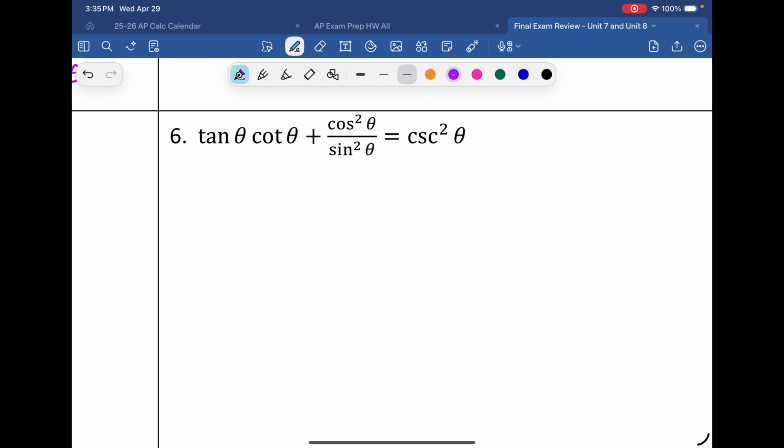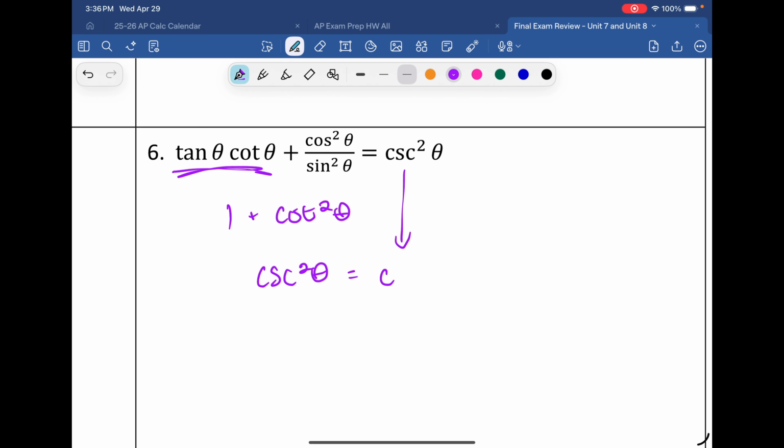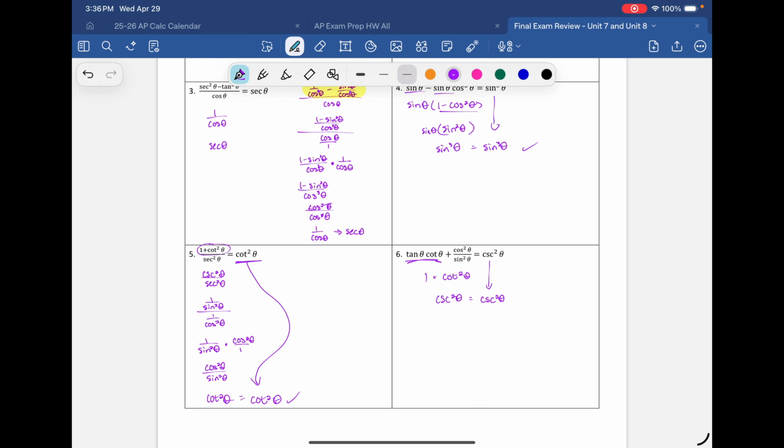Okay, tangent theta times cotangent theta over cosine squared plus cosine squared over sine squared. Anytime you multiply a trig function by its reciprocal, you get a 1. And then cosine squared over sine squared is cotangent squared. And 1 plus cotangent squared is cosecant squared. Again, just remember as you do these, you concentrate on one side only.